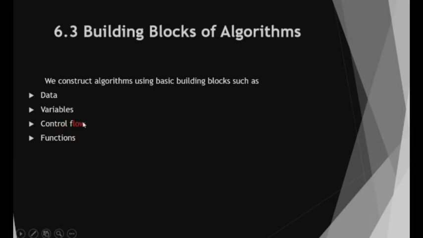Either it can flow in a sequence order, or it can follow branching, or it may be repeating, that is a loop. And then functions. What is meant by functions? A function is nothing but a small unit of code, or a small task. Now you can see in detail about data, variables, control flow and functions.